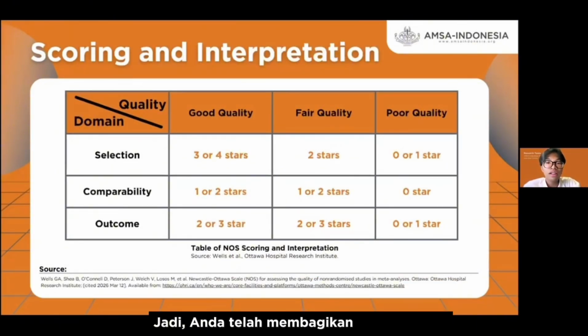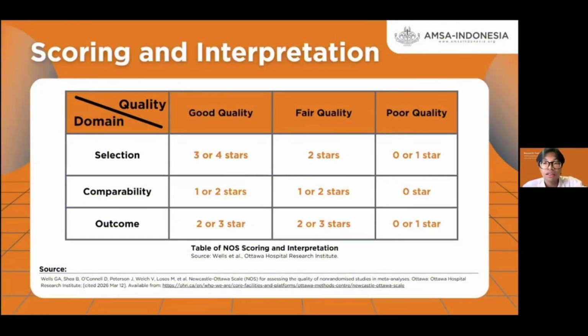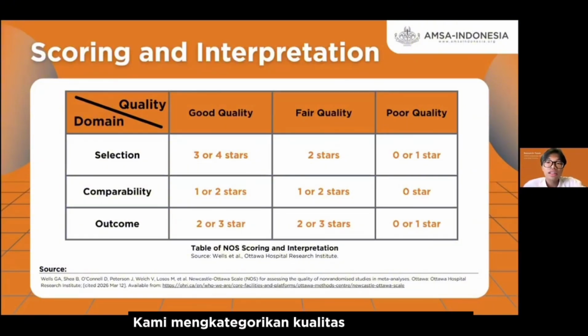So, you have handed out your stars. Now, what's the final verdict? We categorize the quality into 3 levels. The first one, good quality. You need the triple threat. At least 3 or 4 stars in selection, 1 or 2 in comparability, and 2 or 3 in outcome.